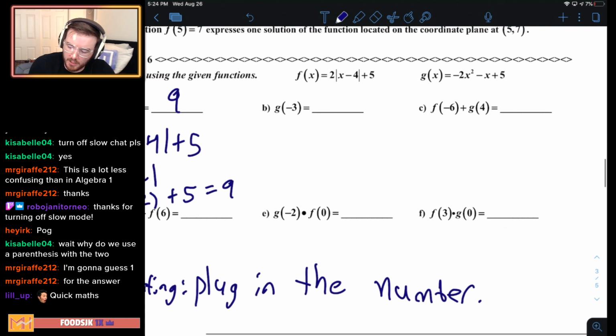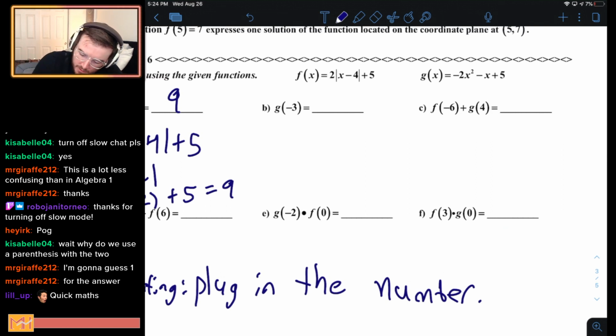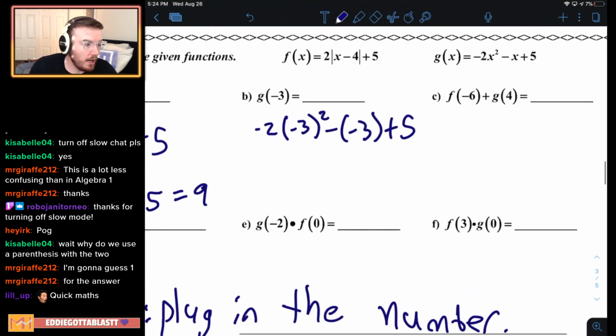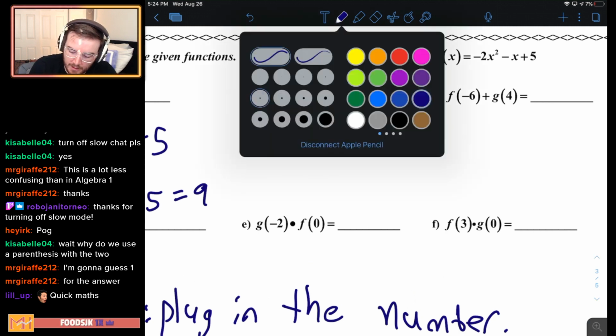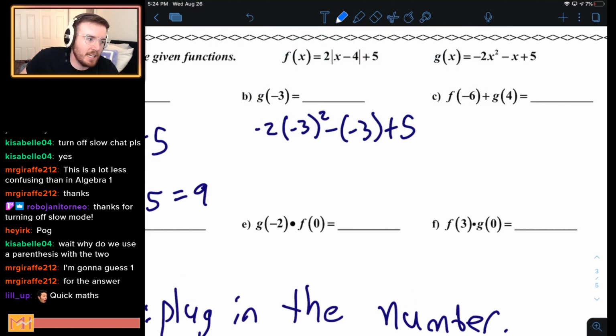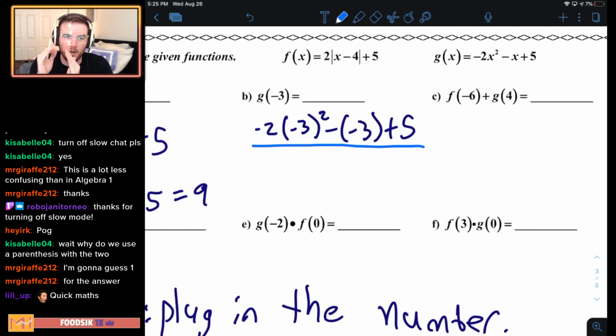But let's do another one. G of negative 3. It literally just means plug it in. So negative 2 times negative 3 squared minus negative 3 plus 5. When you do the assignment in class, you're going to need a scratch sheet of paper to do this. It's probably way more time consuming to plug it into a calculator, and you have to be careful about how you plug it in, whether you write it down or use a calculator. See how I obsessively used these parentheses where I was plugging in for x? It's just keeping myself organized.